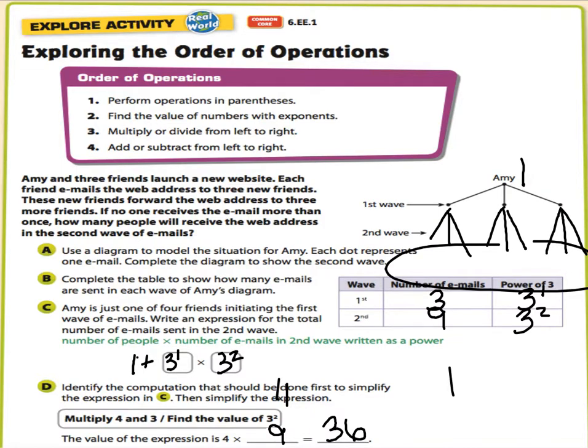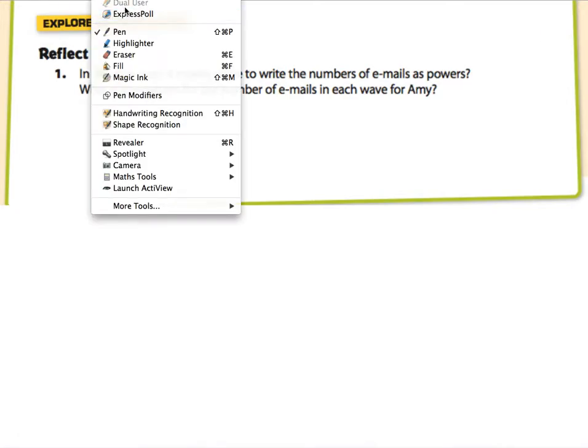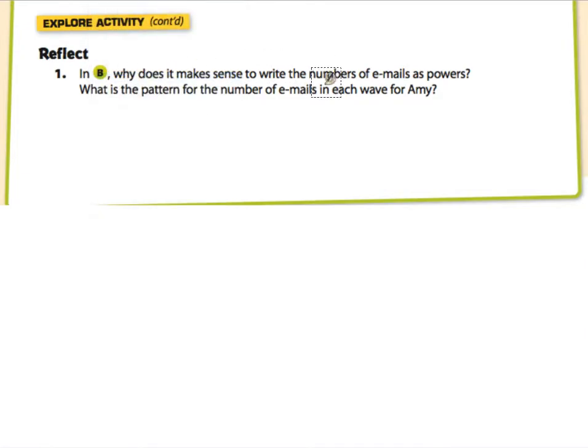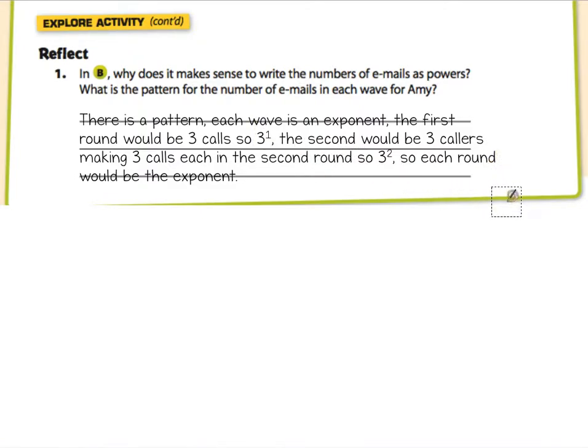And that leads us to the reflection question. If we use powers, what we can do is look at how many rounds there were, and we can find the pattern. And in this case, there is a pattern that for each wave, it's an exponent. So for example, the first round would be 3 calls, so 3 to the first. The second round would be 3 callers making 3 calls in each. So in the second round, it was 3 to the second power. So each round would be the exponent. So like in the next round, if we look at our tree, so again, here was Amy.